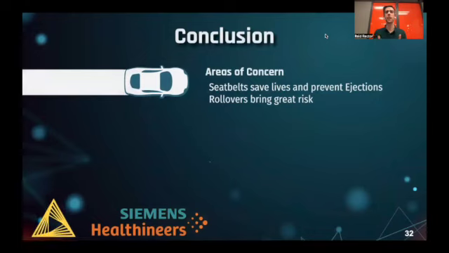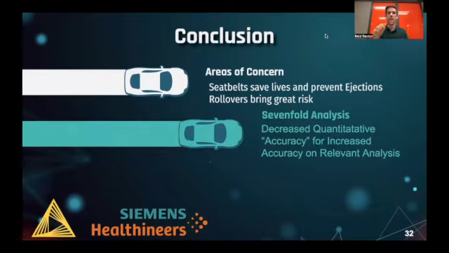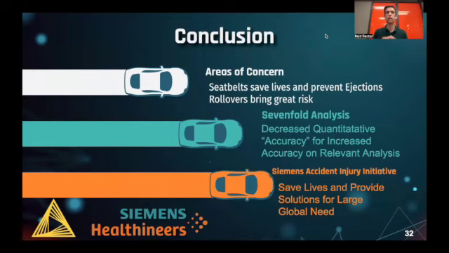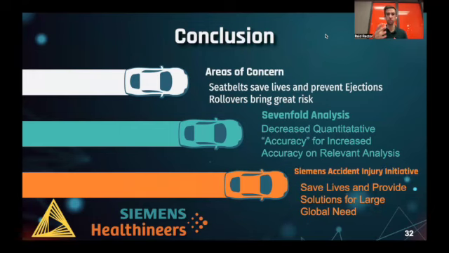Now, let's wrap everything up with a conclusion. The most important area of concern and the most important takeaways are that seatbelts save lives and prevent injuries, and rollovers bring great risk to passengers. Through our sensitivity analysis, even though we might have had a decreased qualitative accuracy, we found an increased relevant accuracy, and we were able to find all of the most important values.